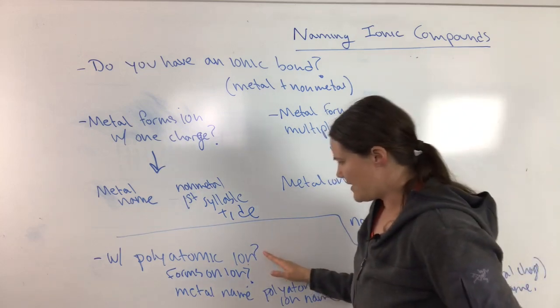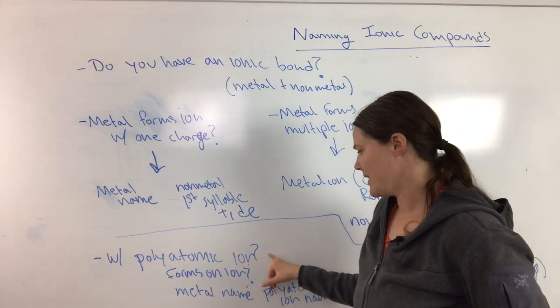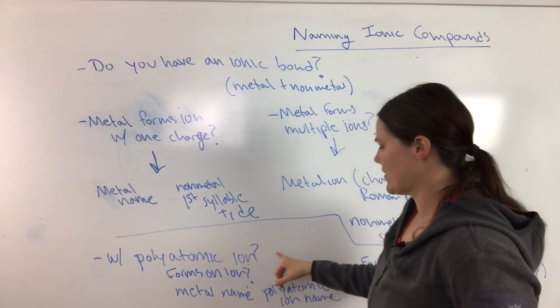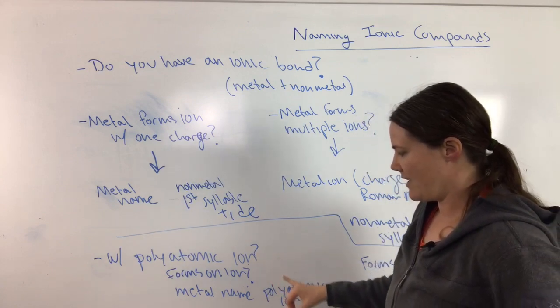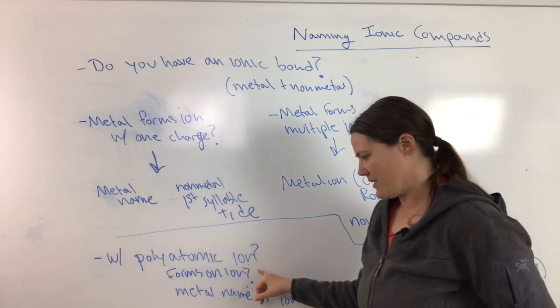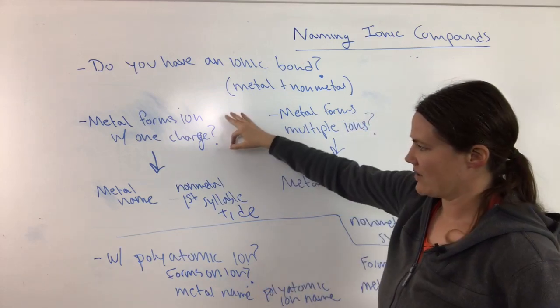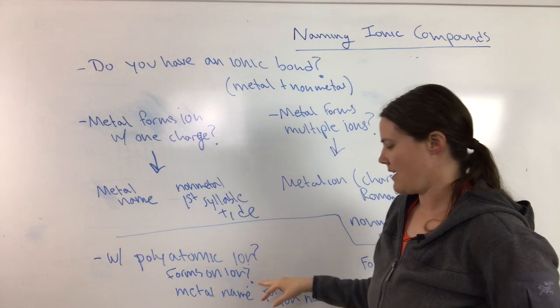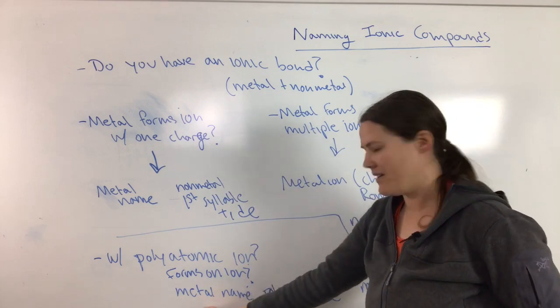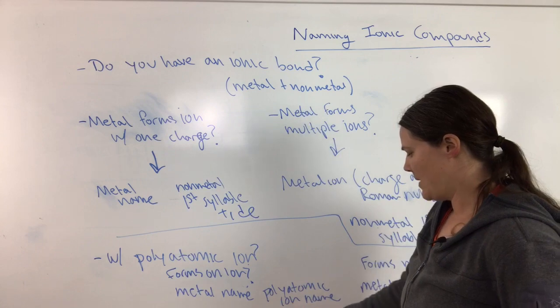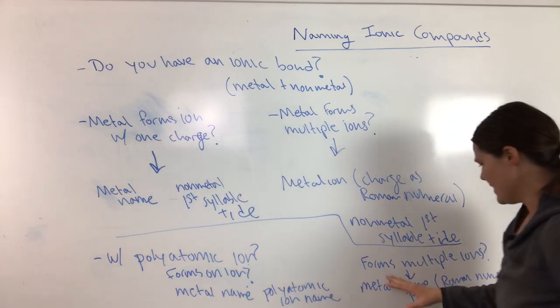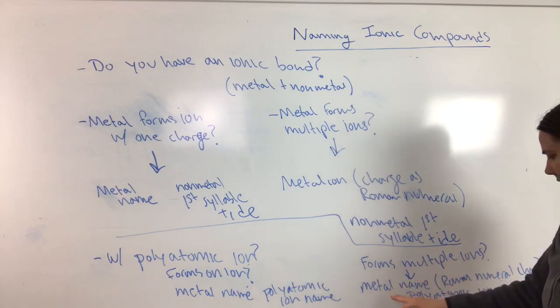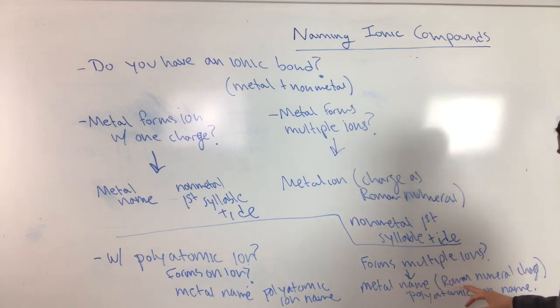And then remember, the rules are a little bit different if you have a polyatomic ion in your compound. So if you have a polyatomic ion, first of all, you're going to figure out if the metal, so it's kind of going back up to this rule, does the metal form an ion with one charge? If so, then you're going to have the name of the metal followed by the polyatomic ion name. If the metal forms multiple ions, you're going to have the metal name followed by the Roman numeral with the charge that the metal is in parentheses, and then the polyatomic ion name.